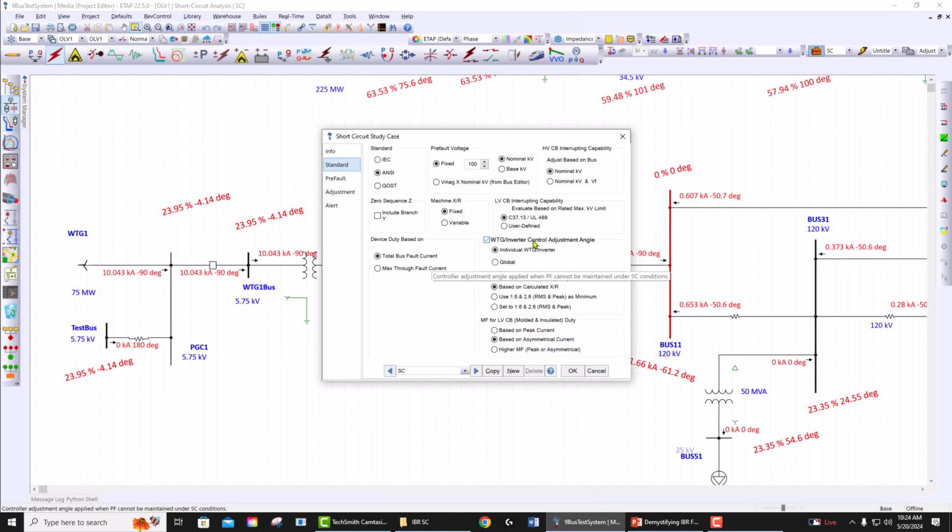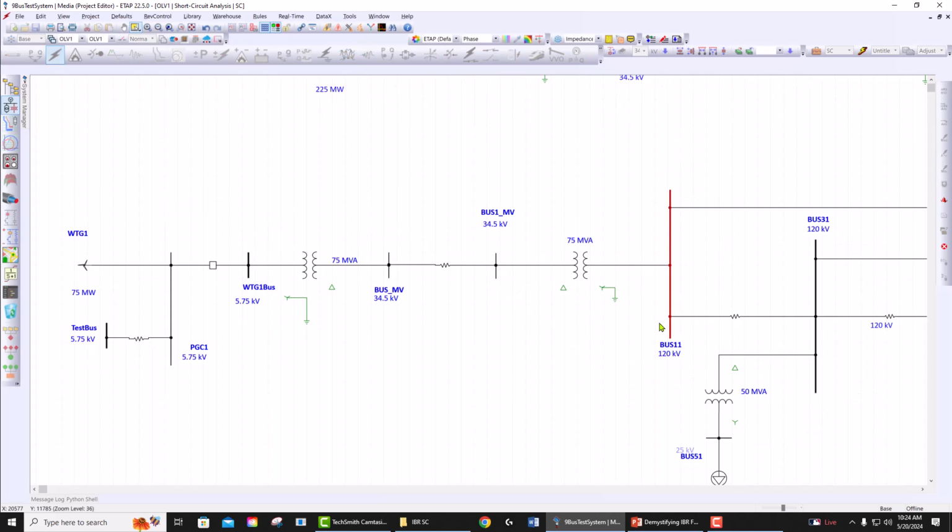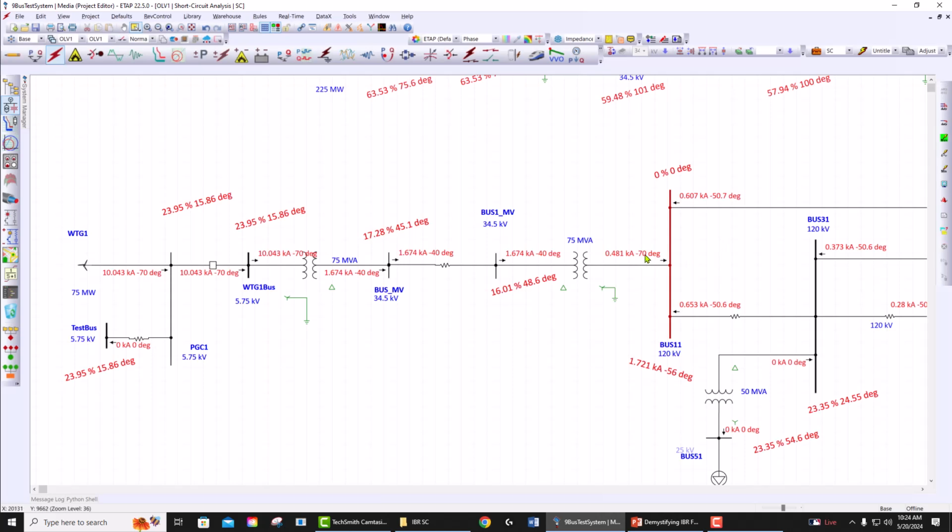Now, if I go to a study case, there's a setting here under the standard page. There's a WTG inverter control adjustment angle. And if you set it to individual WTG inverter and rerun this case, what will happen is that the angle minus 90 is now shifted by 20 degree. Basically, we assume that the pre-fault voltage, rather than being 0, is now actually plus 20 degree. So this becomes minus 70, and you see that this actually increased to 1.7.